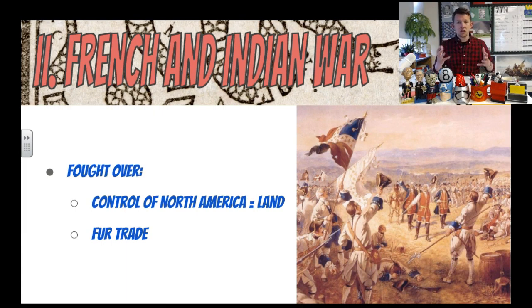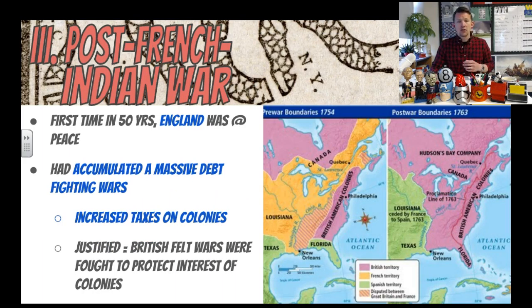Now, the French and Indian War had happened, and if you remember from our last video, it was mainly a battle over control of North America, which meant land and the fur trade. And so after the French and Indian War, the shape and size of North America really changes. For the first time in 50 years, England was at peace. They weren't fighting a war. But as a result of all that fighting, they'd accumulated a massive war debt.